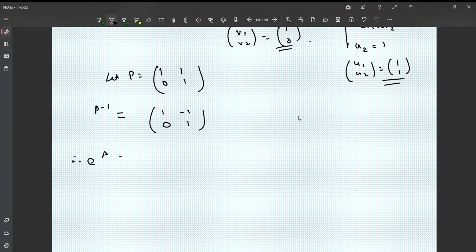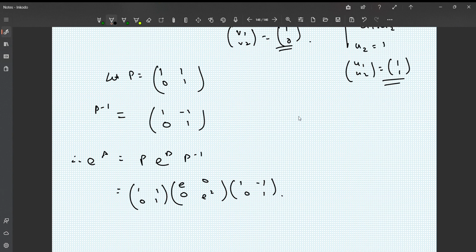Therefore, what is e to the power A? e to the power A by definition is P times e to the power D times P inverse, right? So you have [[1, 1], [0, 1]] times, what is e to the power D? e to the power D is e to the power 1 and e squared here, 0 0, times [[1, -1], [0, 1]], right? The diagonal matrix D, because we have considered the first eigenvector to be the one corresponding to the eigenvalue 1, is of the form diag(1, 2).